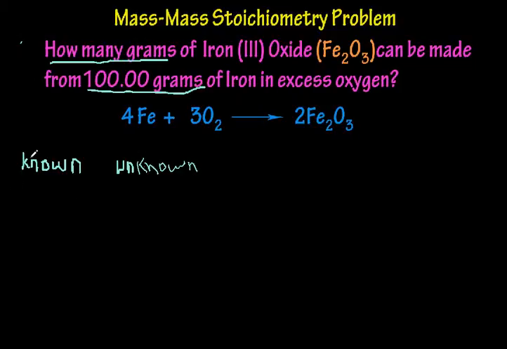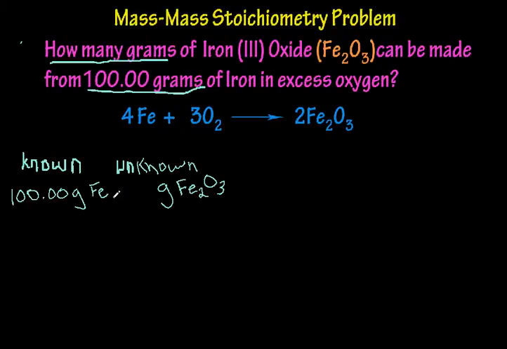So unknown and known. Not doing too good here with the pen. The known was 100 grams of iron. And the unknown, they want to know how many grams of iron oxide. And why are there 3 oxygens? Because iron has a charge of +3, so iron 3 oxide. So I've got my known and my unknown.